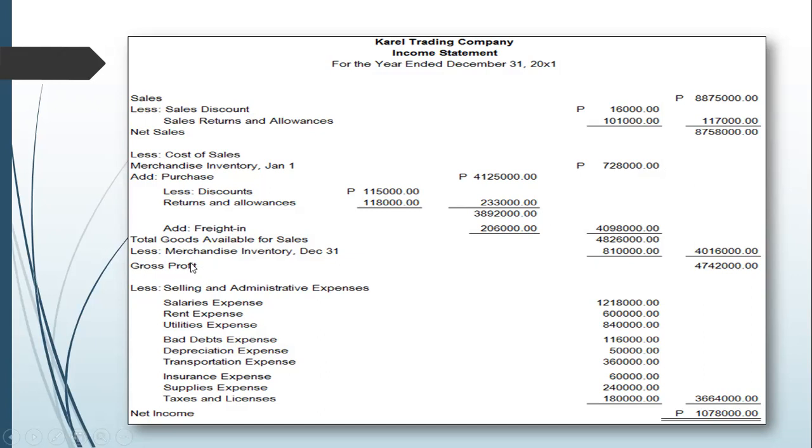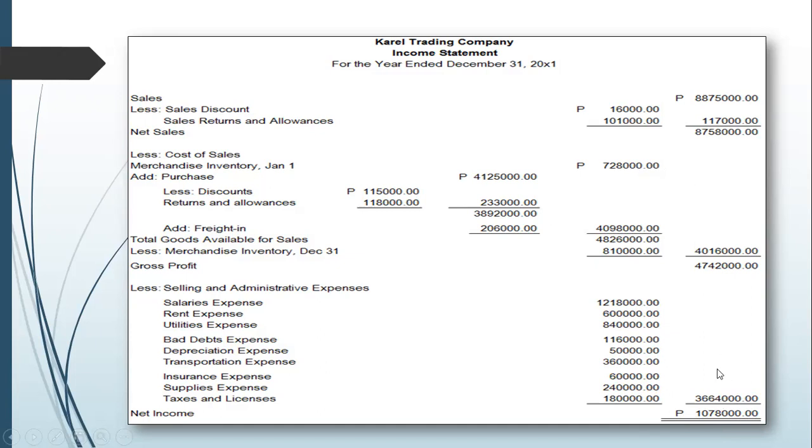Okay? So, gross profit. So, after ng gross profit, ito na po yung mga expenses mo. Ililess mo lahat ng expenses sa selling and administrative expenses. So, yung salaries expense, rent expense, utilities expense. So, yung bad debts, depreciation, transportation, insurance, taxes, and licenses. So, ito total nyo lang po to. Add. Then, pagka-add nyo, hindi sa ilalim ng 180,000 na, kundi dito sa other level ng sales amount. Okay? So, lahat, ayan siya, ma-add natin. So, a total of 3,664,000 selling and administrative expense.